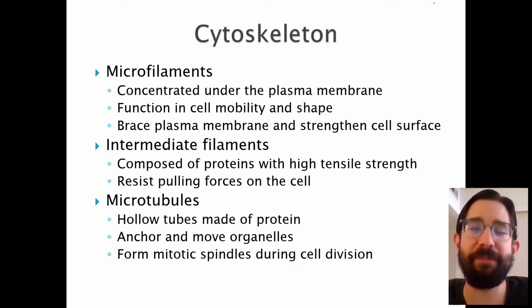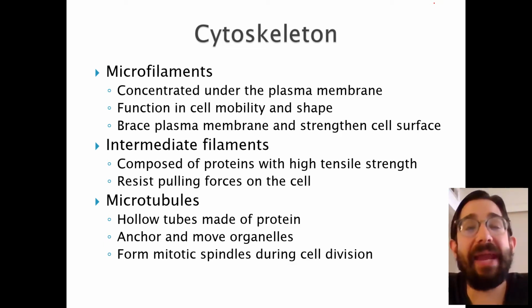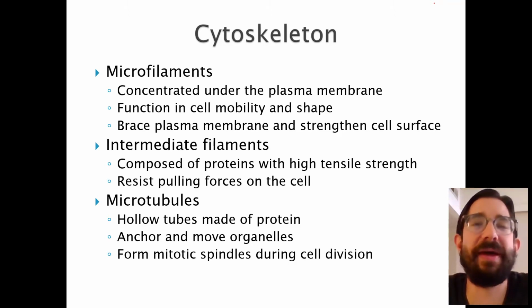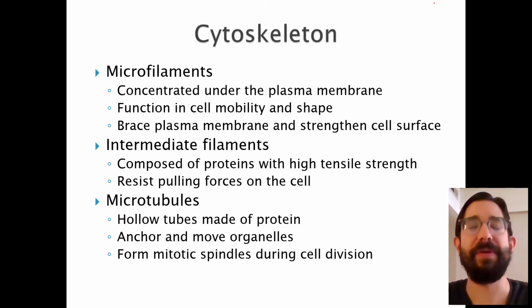Microtubules are hollow tubes made of protein, and they will anchor the organelles and allow the organelles to move about within the cell. And they're also very important during cell division. They create these mitotic spindles, which will help separate all the different components of the cell during division.